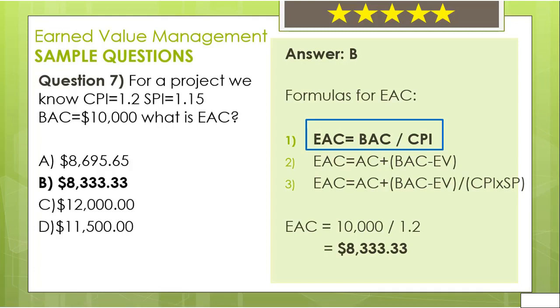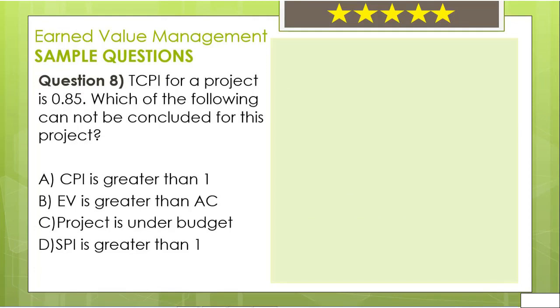Question number 8. TCPI for a project is 0.85. Which of the following cannot be concluded for this project? A. CPI is greater than 1. B. EV is greater than AC. C. Project is under budget. D. SPI is greater than 1. What is your opinion?